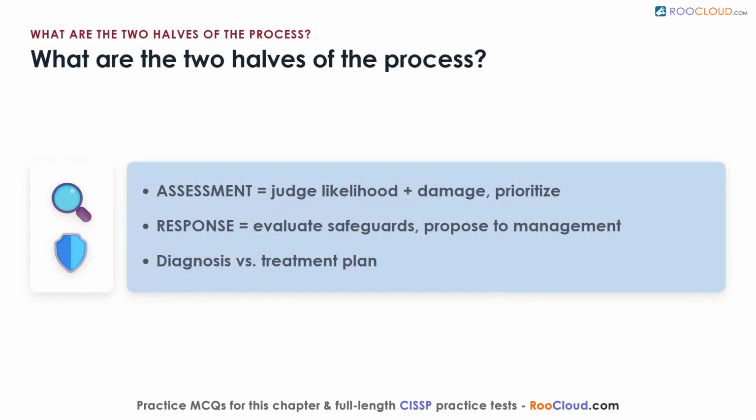What are the two halves of the risk process? Assessment and response. Risk assessment, also called risk analysis, examines the environment, judges how likely each threat is and how much damage it would do, and weighs the cost of countermeasures. The result is a sorted, prioritized list of risks.